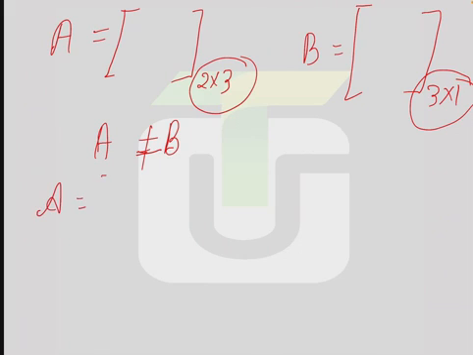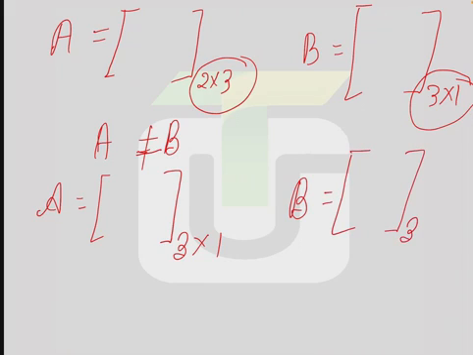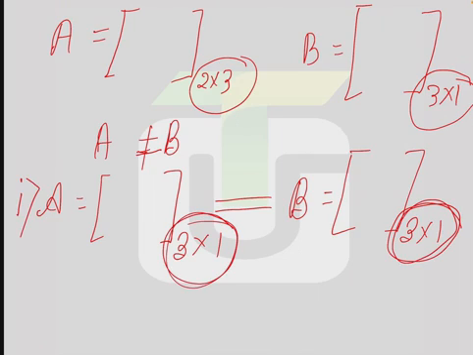So if we take, suppose A is equal to 3 by 1 and B is also equal to 3 by 1, then we can say that A and B are equal. Okay, but there are two criteria. This one is first postulate or first criteria that the order should be same, right? दो मैट्रिक्स इक्वल होने के लिए उन लोगों का ऑर्डर सेम होना पड़ेगा. अगर अलग अलग होगा तो वो इक्वल नहीं होगा, करेक्ट? इक्वल होने के लिए ऑर्डर सेम होना पड़ेगा, फर्स्ट क्राइटेरिया, राइट?